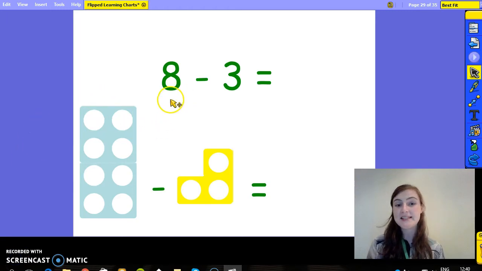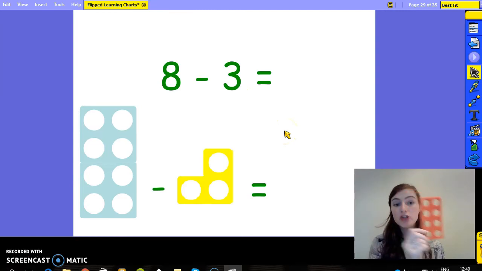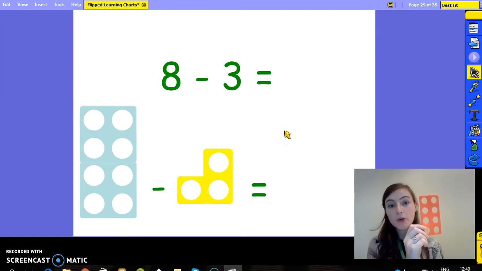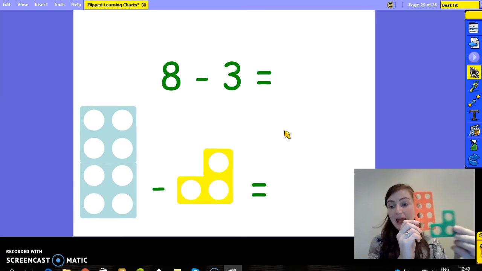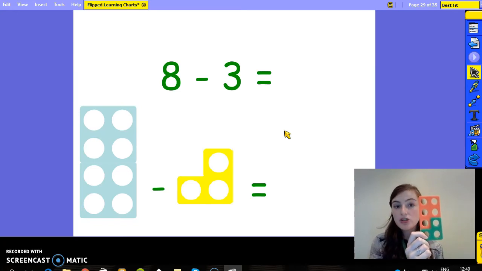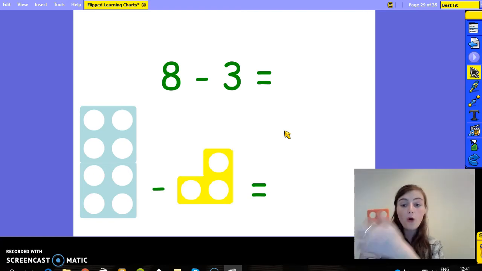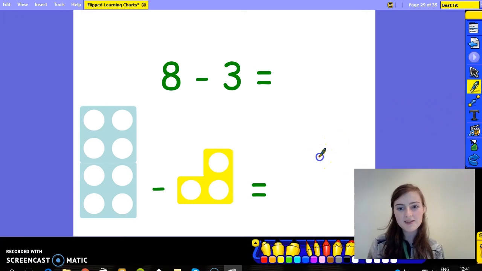Our number sentence is 8 take away 3, so I know I'm going to need 8 numicon. Then I'm going to take away 3 by placing my 3 on top. Now I need to count how many of my orange numicon I have left over. Can you help me count? 1, 2, 3, 4, 5. I have 5 orange numicon left over, so that must be my answer.